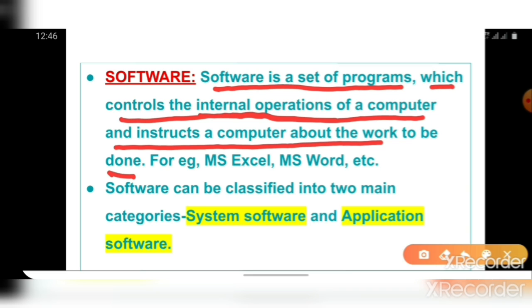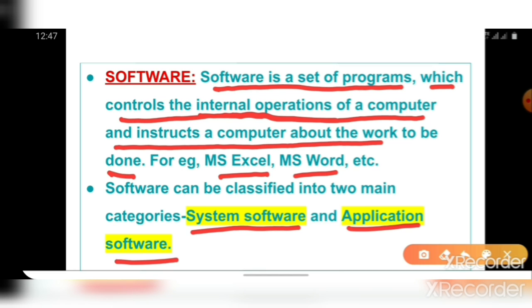For example, MS Excel is a software. MS Word is a software. In the same manner, Windows 7 is also an operating system which is a software. Now again, software can be further categorized into two main categories: system software and application software.